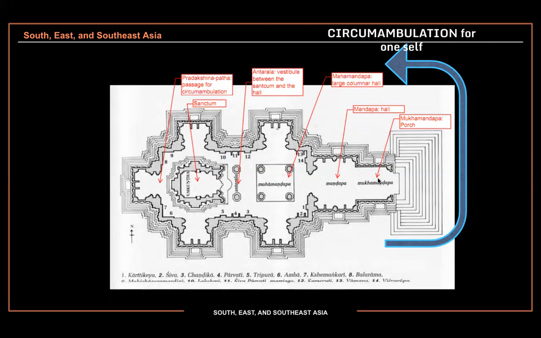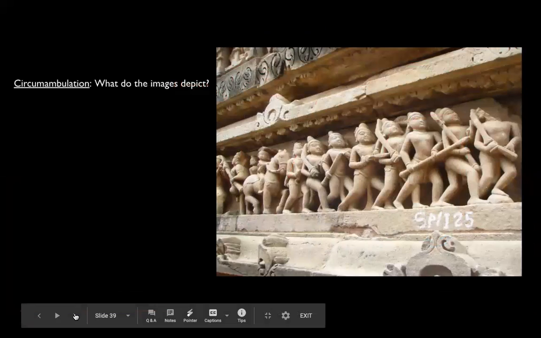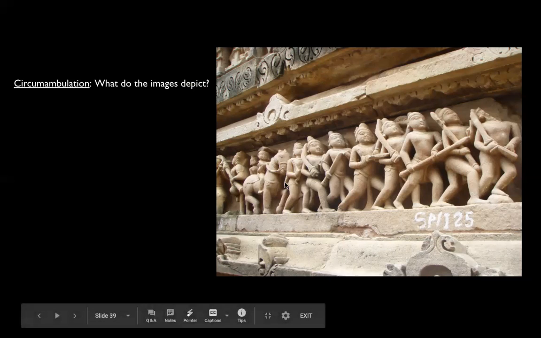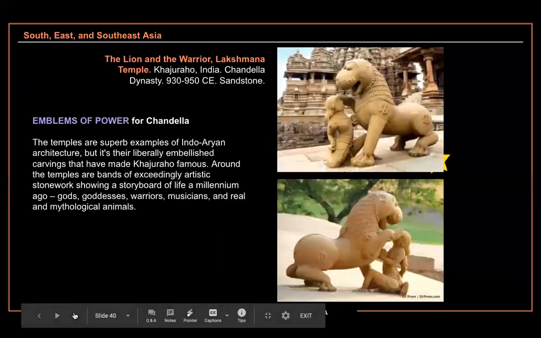And so it's a very active space where you move up the stairs, move inside, and then you can circumambulate. You can walk around the garbhagriha. And there's actually depiction of circumambulation on the exterior carvings. So here we can see people making that religious walk around the temple.